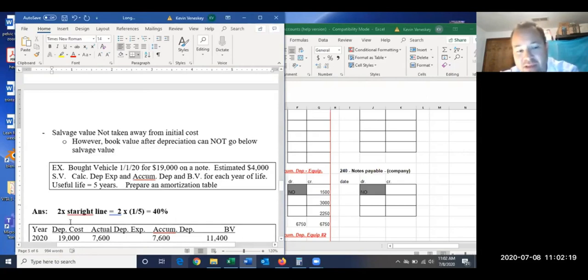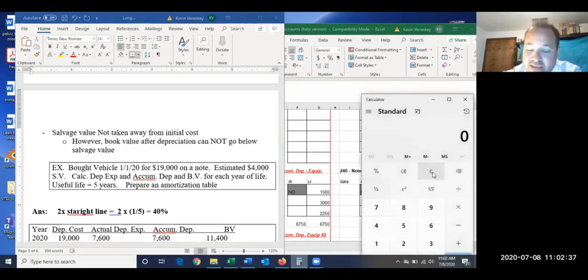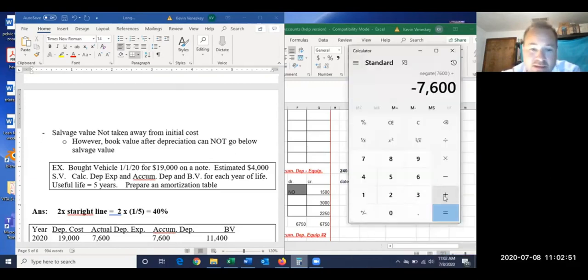The book doesn't do that either. So if we bought this at the beginning of the year, we have a depreciable cost of 19 grand. That is the book value, that's what it's worth, because that's what I bought it for. We don't use salvage value yet. 19 times 40%. If you do that on your calculator, you should get 7,600. That's the only amount that I've ever depreciated, so that is my accumulated. And then simply subtract that from the 19 grand, and that's our book value, the 11,400.